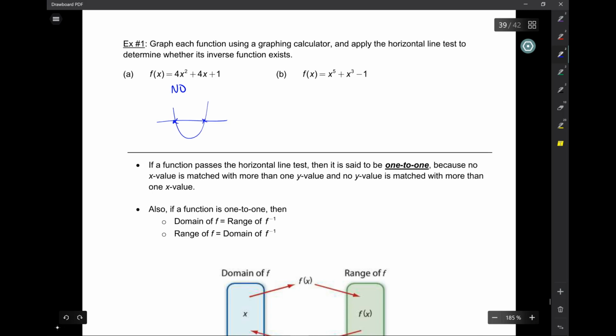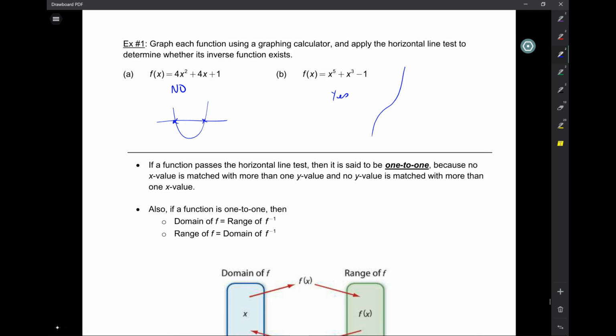Does this one pass the horizontal line test? It does pass the horizontal line test. So what does this mean? Furthermore, equation A does not have an inverse function. B has an inverse function.